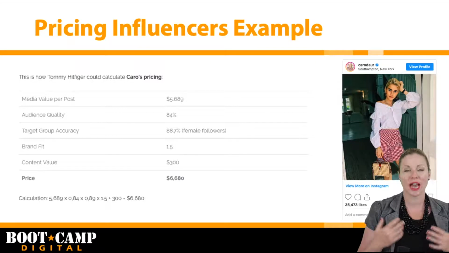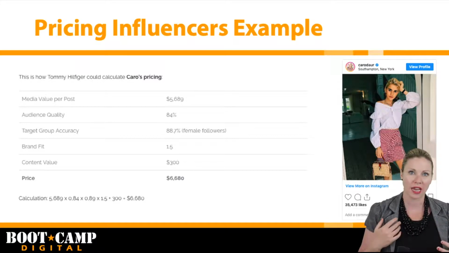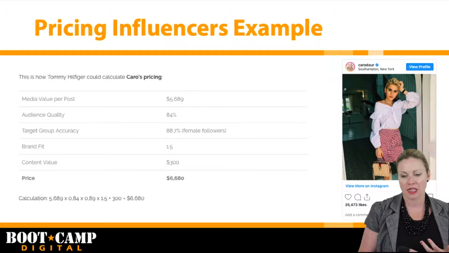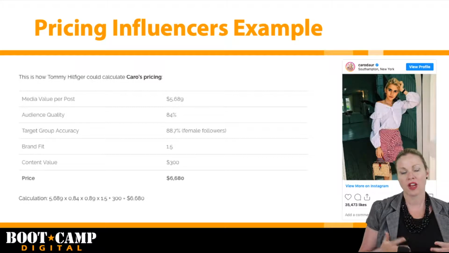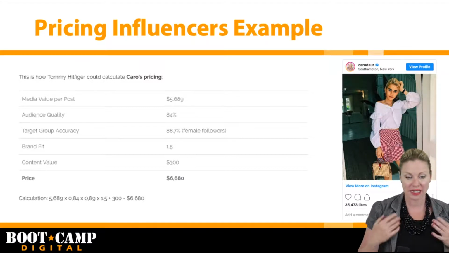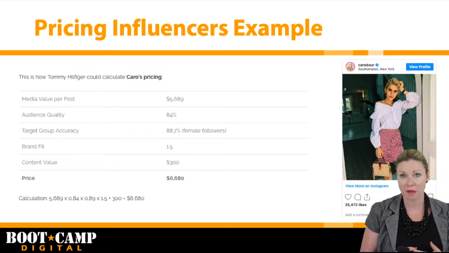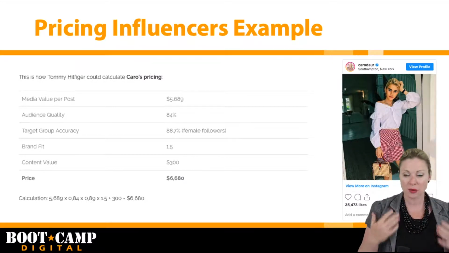The next thing to look at is the audience quality. This is a percentage score that you'll allocate based on the quality you perceive of the audience. This can be based on things like engagement rate and whether or not the content seems to get likes and comments, etc. So what is the quality of the audience? The next thing is target group accuracy. If I'm Tommy Hilfiger and I'm targeting women's clothes, I want to make sure I'm mostly reaching women. In this case, 89% of her followers are female. So perfect.